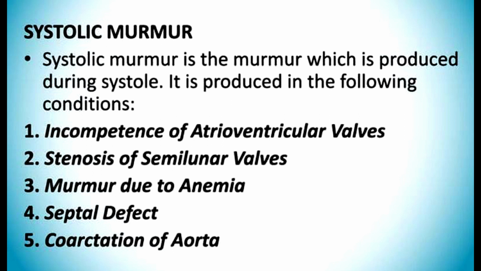Third, murmur can occur due to severe anemia because of reduced viscosity and accelerated flow of the blood. Coarctation of aorta is a congenital disorder that is characterized by narrowing of part of the systemic aorta. So a loud murmur is produced during systole.